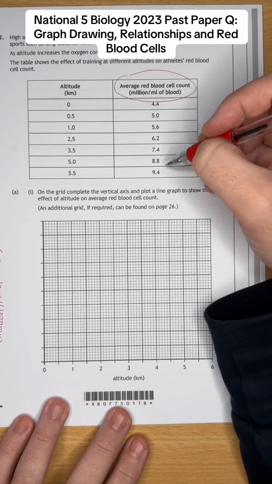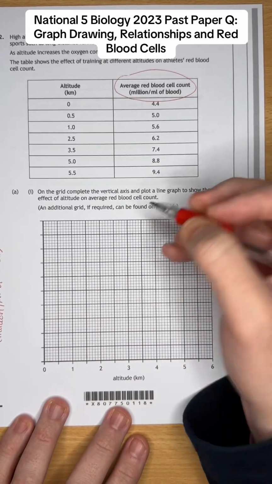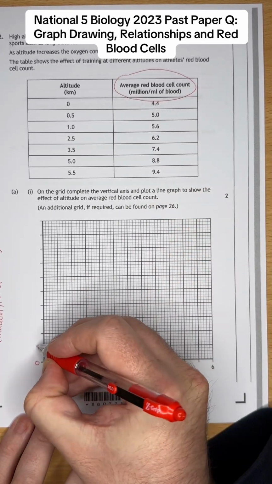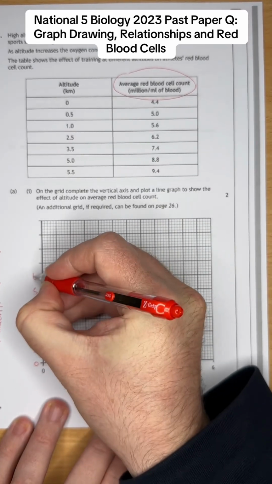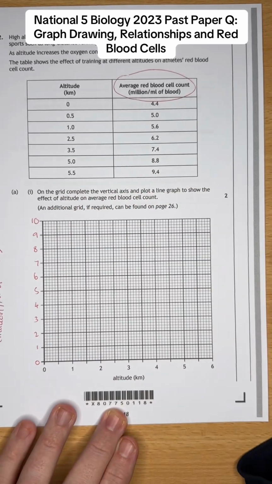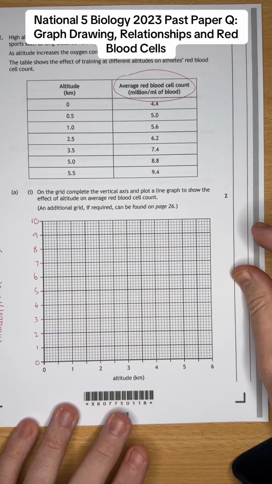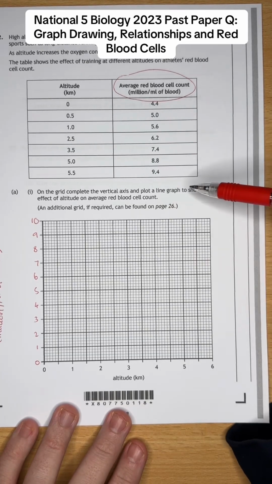We're then going to look at the values. Now, the highest value here is 9.4. So we probably want a scale that goes up to 10, ideally. So if we go 0, 1, 2, 3, 4, 5, 6, 7, 8, 9, 10. That works out perfectly. Okay, it's almost as though the SQA have given you the exact amount of space that you need.